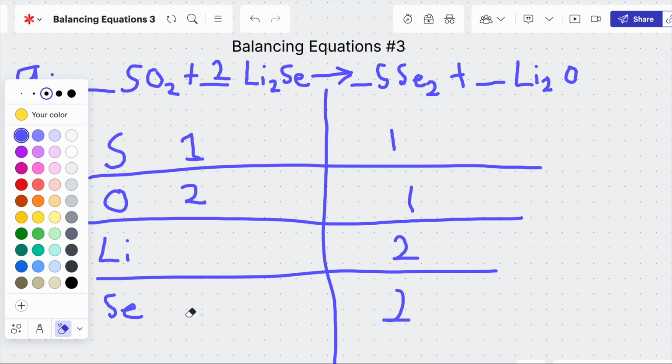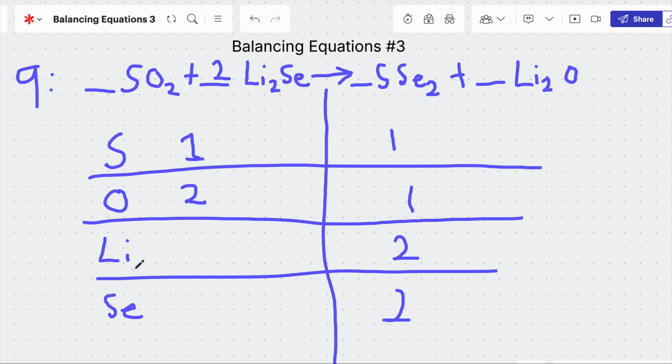Right, that's going to change our Li's and our Se's. So Se, 2 times 1 gets us to 2. That is also a 2. Li, 2 times 2 is 4. Awesome. Okay, so now our O's don't match up and our Li's don't match up. But luckily, these two are together over here. So let's focus on O's. I think that's a little simpler.